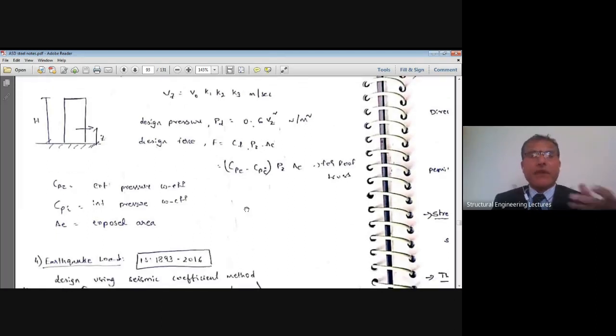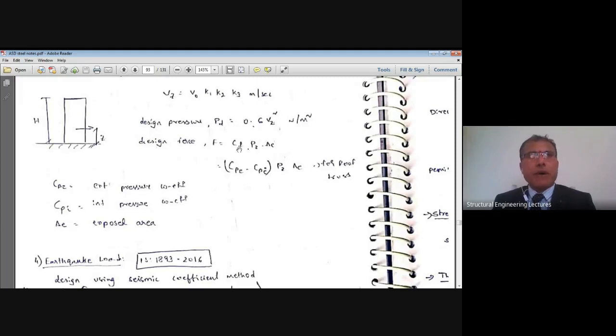Whereas if at all we do have permeability where the wind can pass through the structure, then I do have external and internal pressure coefficients. Then in such a case, the force is given by CPE minus CPI multiplied by PZ multiplied by AE, right? Then either of the two.